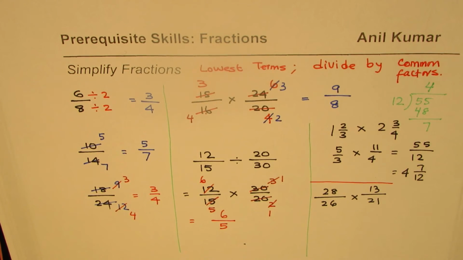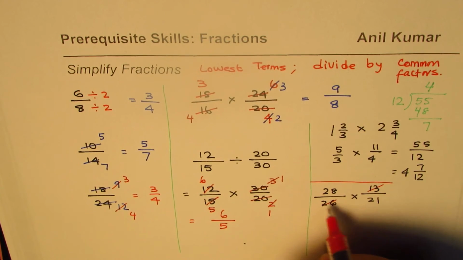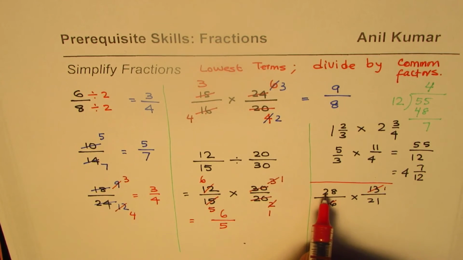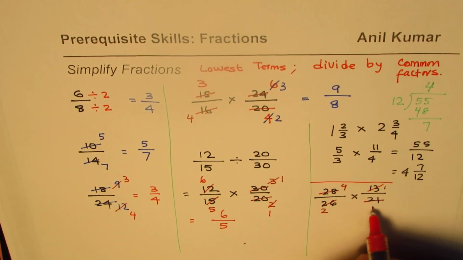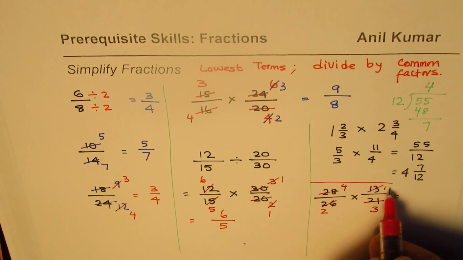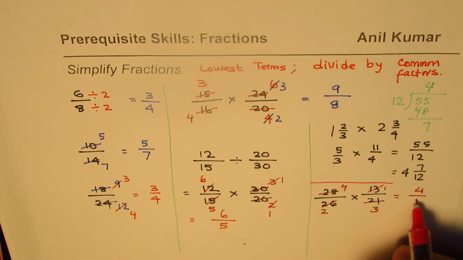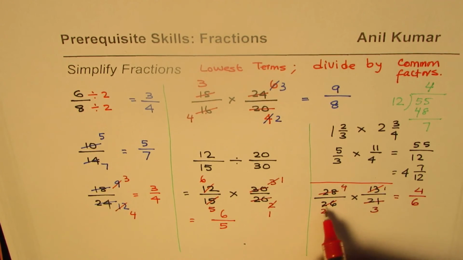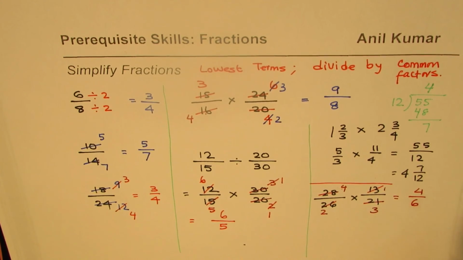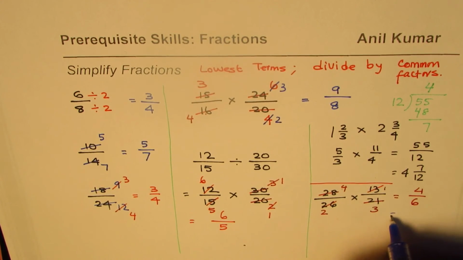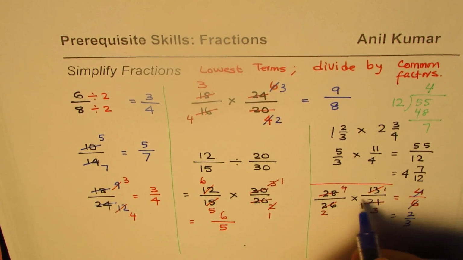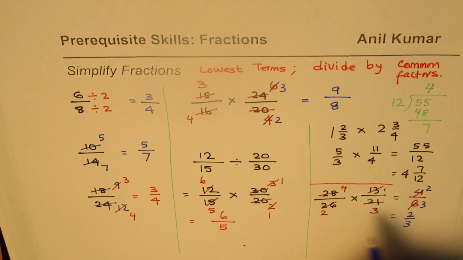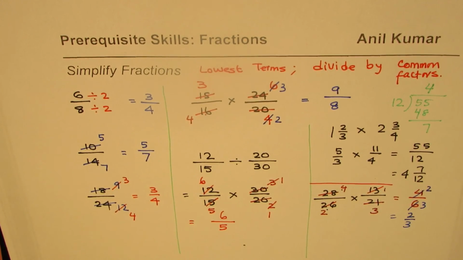So here, as you know, 26 and 13. 13 goes 2 times. 28 and 21 could be divided by 7. 7 times 4 is 28. 7 times 3 is 21. That gives you 4 in the numerator. 2 times 3 is 6 in the denominator. If you have not simplified, you'll get something like this. It could be simplified at this stage also, right? So we could divide both by 2 and write this as 2 over 3, correct? Simplify after multiplication sometimes if you miss, right? Otherwise, you should have done it at this stage. Anyway, it gives you 2 over 3 as your answer.